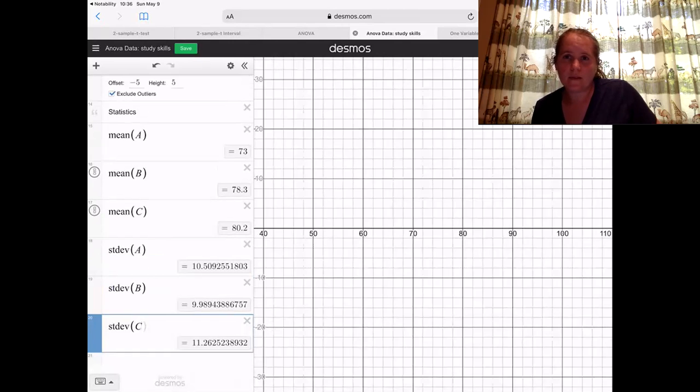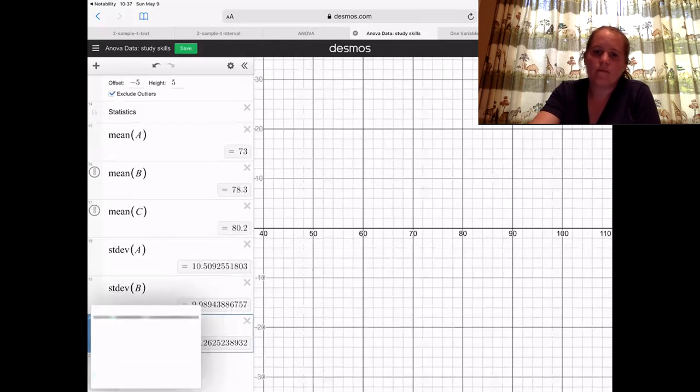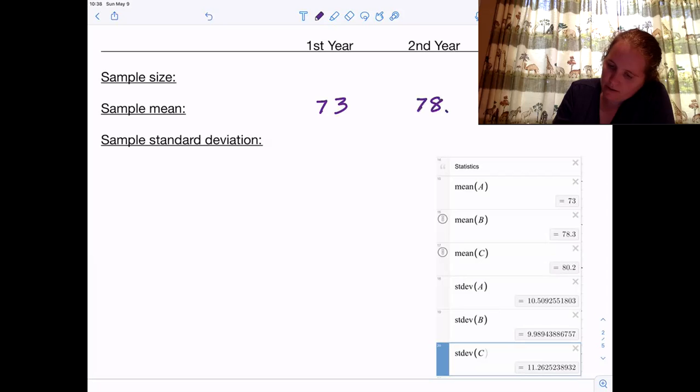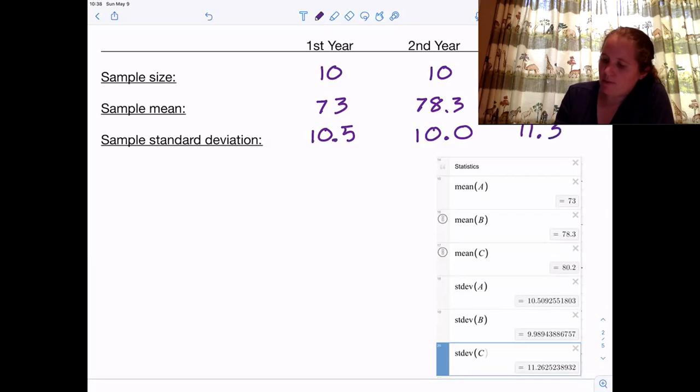The way we want to record this information, the first year was A had a mean of 73. Second year had a mean of 78.3. And third year had a mean of 80.2. All of these were sample size 10. And then the standard deviations, we had 10.5, approximately 10.0 if we round, and then approximately 11.3 if we round.